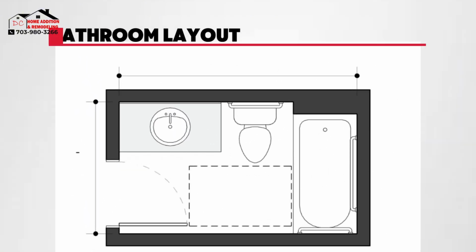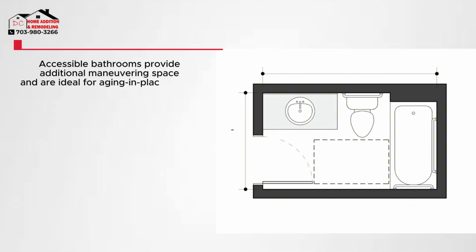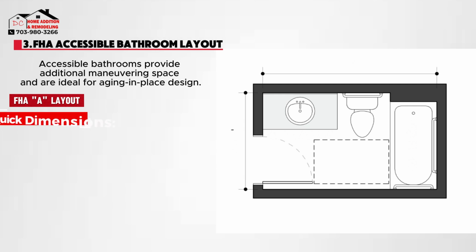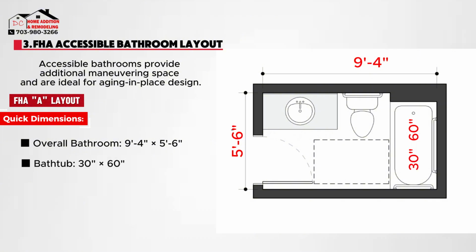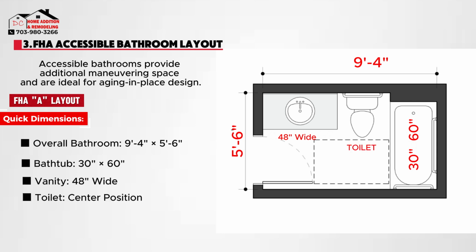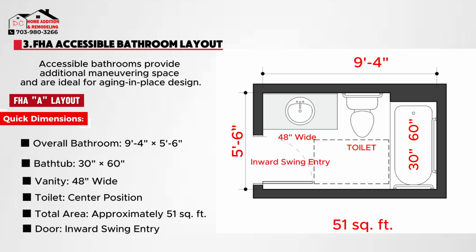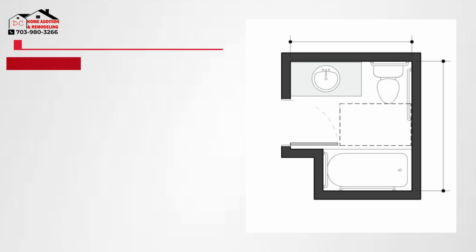3. FHA accessible bathroom layout. Accessible bathrooms provide additional maneuvering space and are ideal for aging-in-place design. FHA layout. This compact accessible design can fit within approximately these quick dimensions: overall bathroom 9 feet 4 inches by 5 feet 6 inches. Bathtub 30 inches by 60 inches. Vanity 48 inches wide. Toilet center position. Total area approximately 51 square feet. Door inward swing entry. FHA layout.